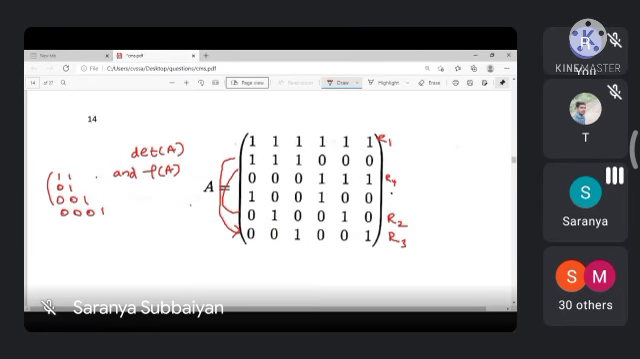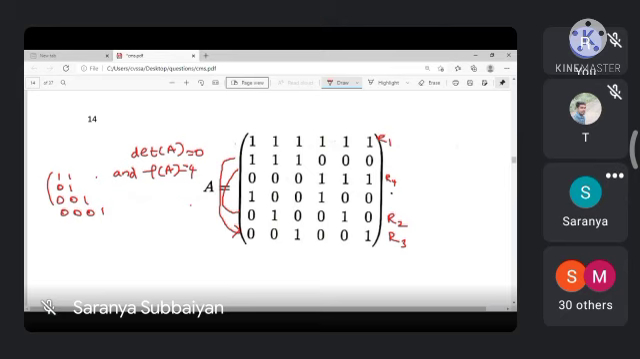Finding rank, you can interchange rows. Finding determinant, however many times you interchange, that many times you have to multiply with a minus sign. That's all. Is it clear? So the rank is 4. Automatically the determinant is 0. Is there any doubt?